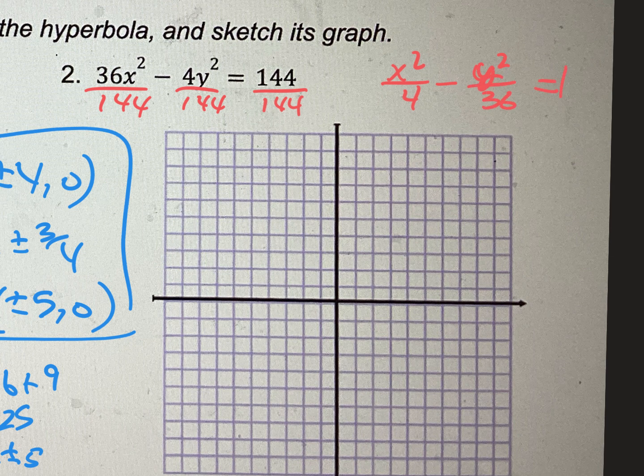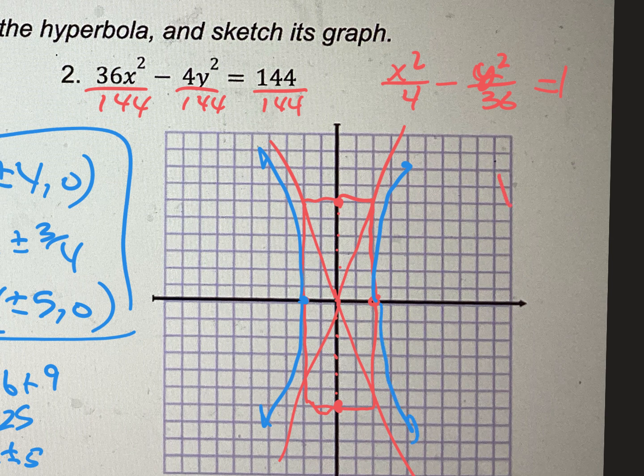Okay, so x is still first. X is still the major. So I'm going 2, 2, going 1, 2, 3, 4, 5, 6 on that y. Because that's the square root of what's on the bottom. Connect those points with the box again, just so you can draw your asymptotes. Now because x is first, the graph's going to open like the x-axis does. If y were the first term, it would open up and down.